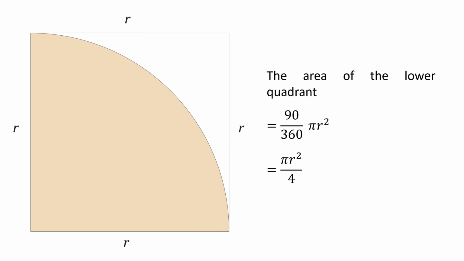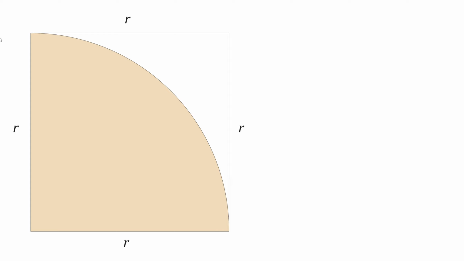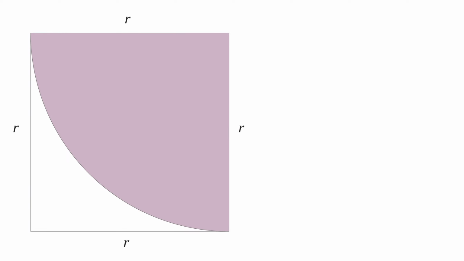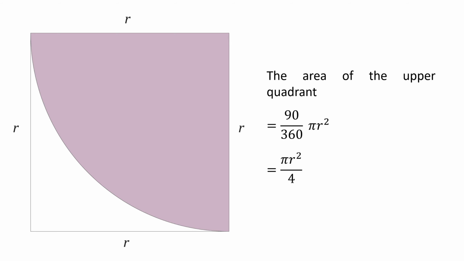The area of the lower quadrant is equal to 90 over 360 multiplied by pi r squared. That will give us pi r squared over 4. Similarly, the area of the upper quadrant will also be equal to pi r squared over 4.